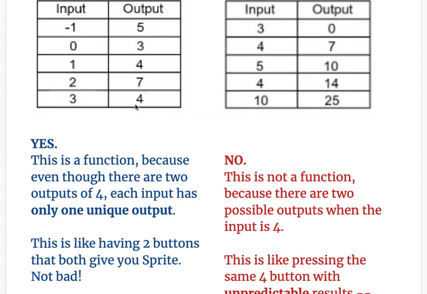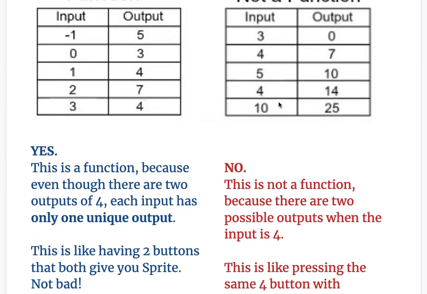So that's not bad. This, on the other hand, is not a function, because if I press the 4th button, sometimes I'll get a Sprite, and sometimes when I press that 4th button, I'll get a Dr. Pepper or something. Okay, so it's the output that has to always be predictable. You can't have different outputs but the same input. That's not okay. That's not functioning. We say that that soda machine is out of order.